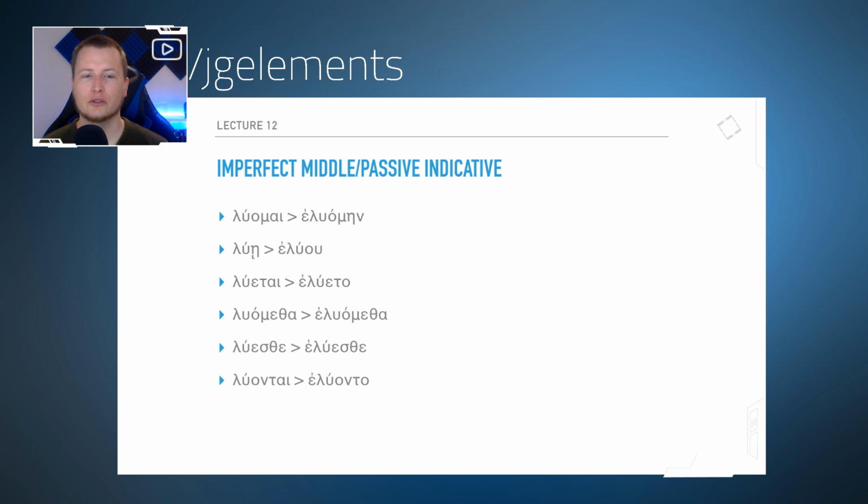Okay? So the stem, li, we add the augment, so it becomes eli. The secondary middle passive ending is omen. It begins with a mu. So we use the omicron connecting vowel, eliomen. Instead of li, we have eliu, second person singular. Why? Because the sigma drops out and the two omicrons contract, an omicron plus an omicron is ou. Eliu. Okay? Liate becomes, in the imperfect middle passive indicative, elieto.